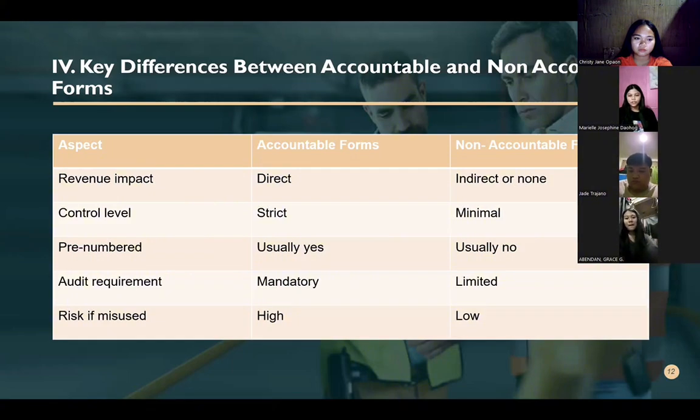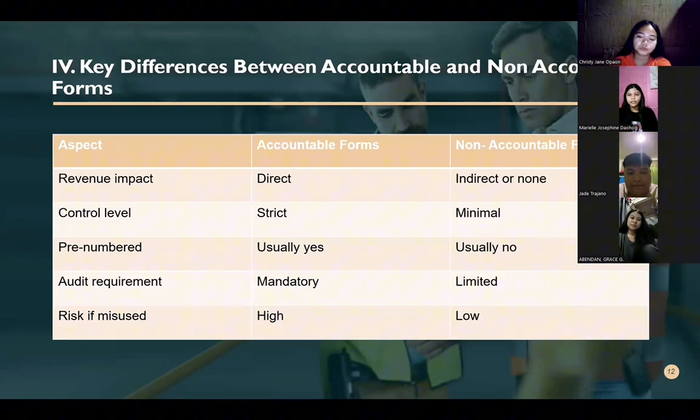Second, control level. Accountable forms are strictly monitored because misuse can cause financial loss or fraud. Non-accountable forms only require minimal control since they are less sensitive. Third, pre-numbered. Accountable forms are usually pre-numbered to make tracking easier and prevent missing or duplicate forms. Non-accountable forms are usually not pre-numbered because tracking is not necessary.